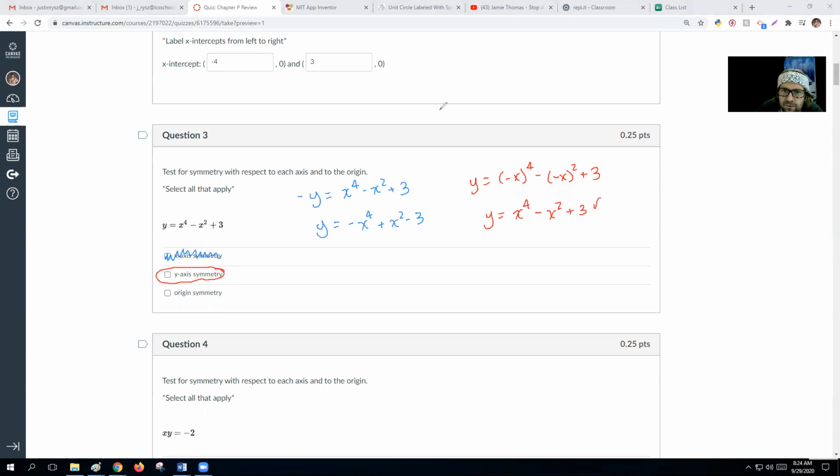We should double check for origin symmetry. It's when we make the y negative and the x negative. And you guys can probably figure this out before I get done writing it out. That this is just going to stay the original equation on the right side. And then when we have the negative here, it's going to switch it back over like this problem. So it is not. This problem is just y-axis symmetry.